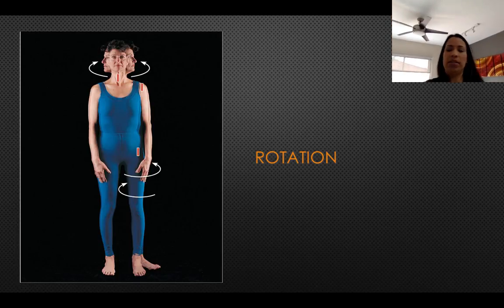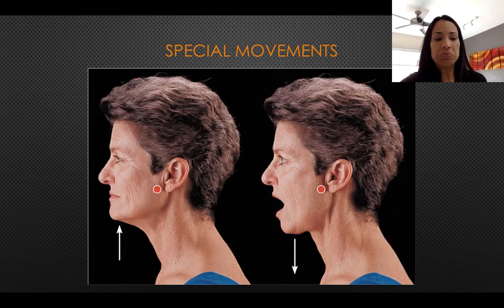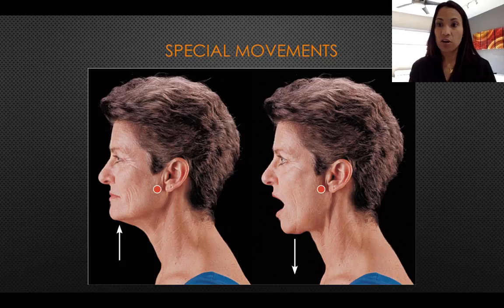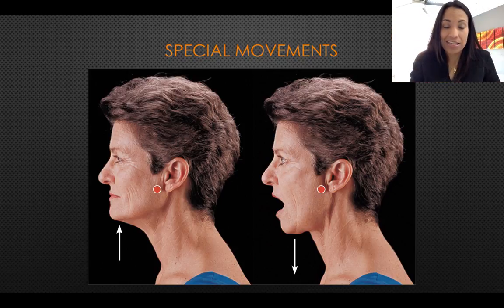What else? Okay, now we have some special movements that are not gliding movements, they are not angular, we're not changing an angle, and they're not rotation. So we're just going to mention them in different categories. First, we have elevation and depression. So elevation is, for example, when you shrug your shoulders. That's elevation of your shoulders, the scapula. Depression, don't be depressed. You're going to depress the scapula.